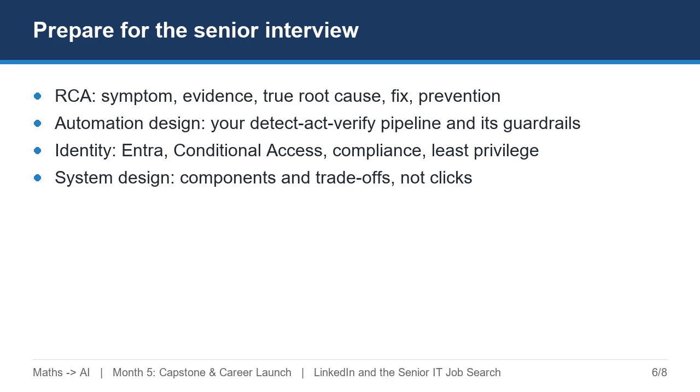For automation design, talk through your capstone pipeline and defend every guardrail: should process, idempotency, retry, least privilege, ring rollout, and name the alternative you rejected. For identity, reason about Entra, conditional access, device compliance, and least privilege. For system design, sketch endpoint management at scale, components and trade-offs, not clicks. Naming the alternative you rejected is the clearest signal of seniority.